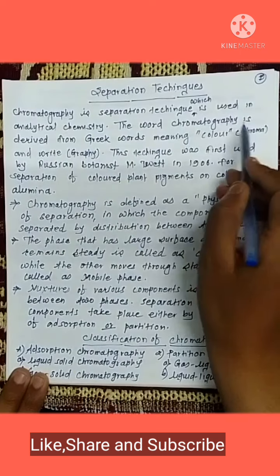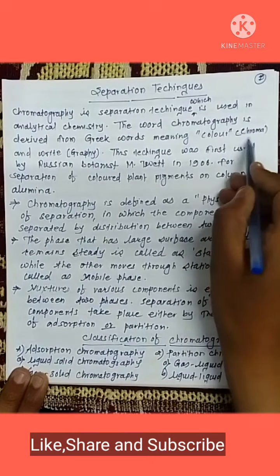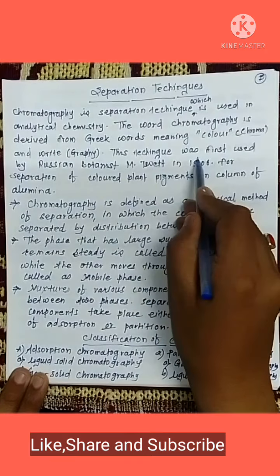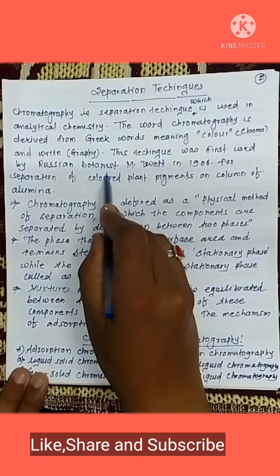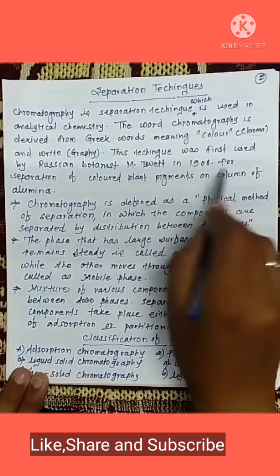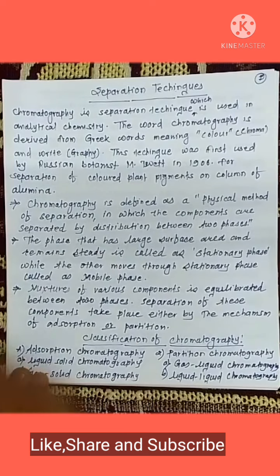The word chromatography is derived from Greek words meaning color, that is chroma, and writing, that is graphy. This technique was first used by Russian botanist M. Tswett in 1906 for separation of colored plant pigments on a column of alumina.